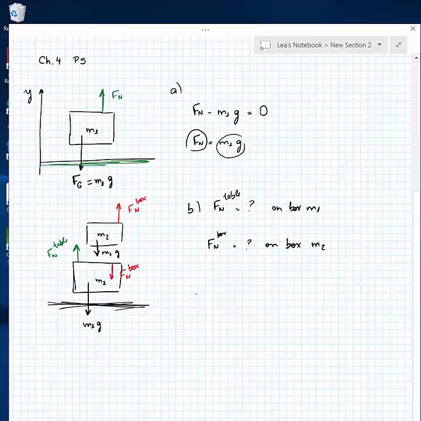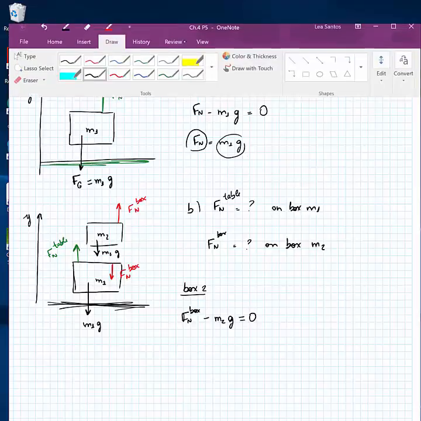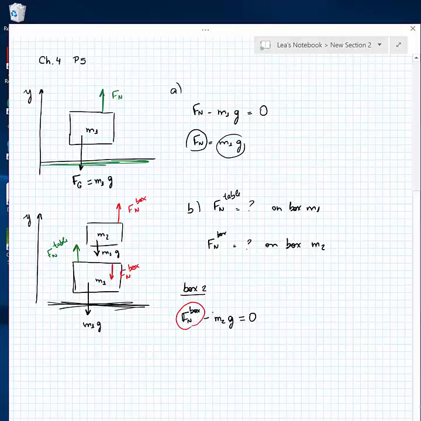Let me write all the forces on box 2. Again, let me choose a frame, and I'm choosing up as positive. So for box 2, I have the normal force caused by box 1, minus the weight of box 2. Since box 2 is completely at rest, this is 0. Just by looking at this equation, I already know the value of the normal force caused by box 1 on box 2, which was one of the questions, and it is just equal to m2g.